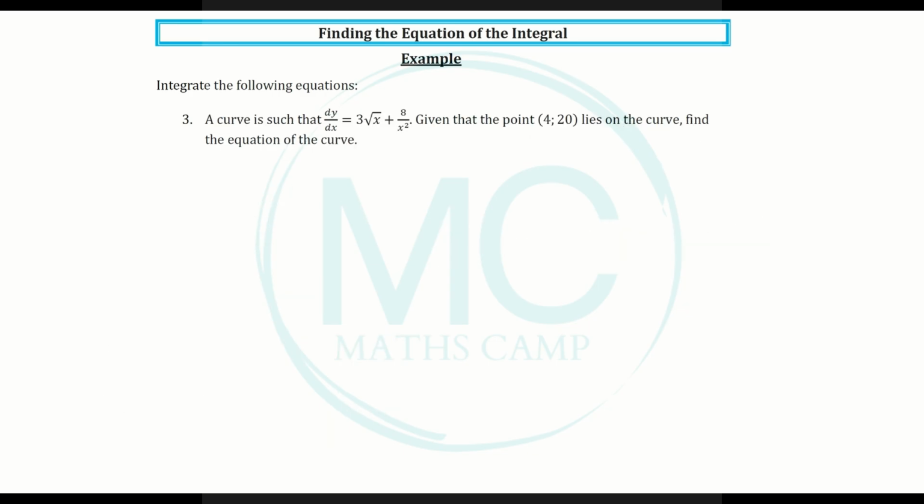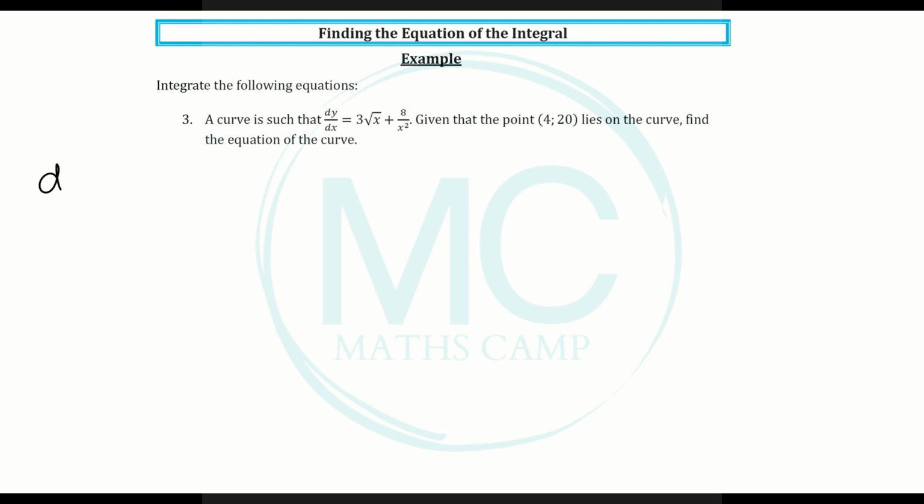A curve is such that dy over dx is equal to 3 root x plus 8 over x squared. Given that the point (4, 20) lies on the curve, find the equation of the curve. Now, in order to integrate, we need to get rid of our roots and x terms in the denominator of our fractions. So let's rewrite our equation.